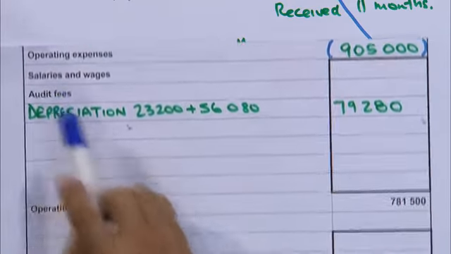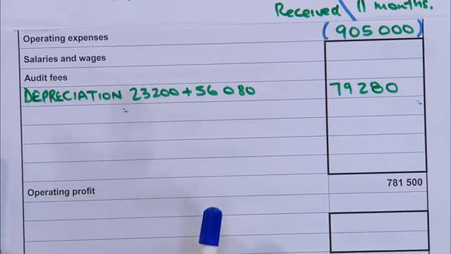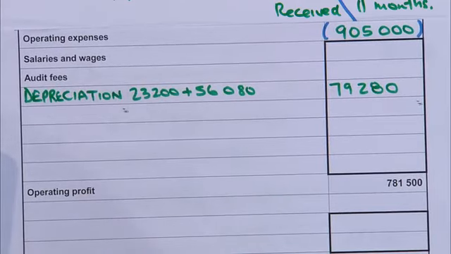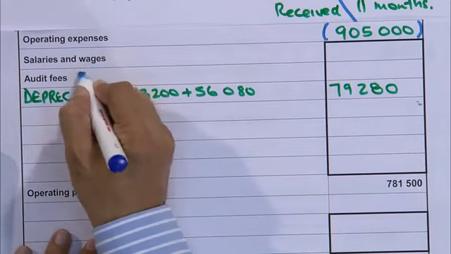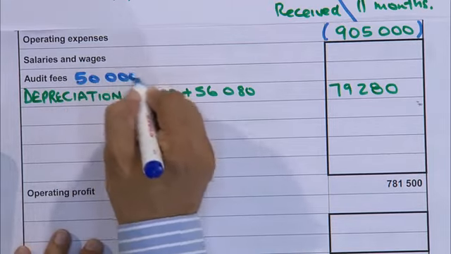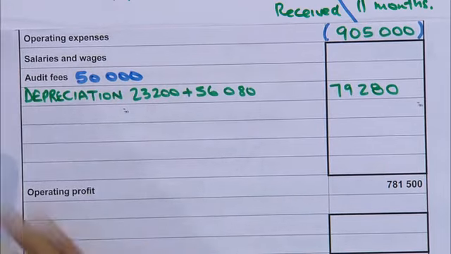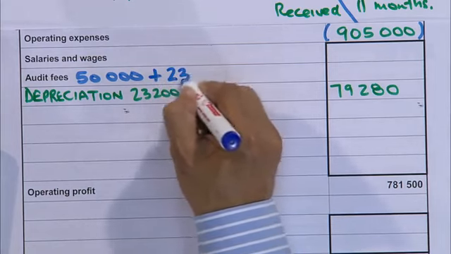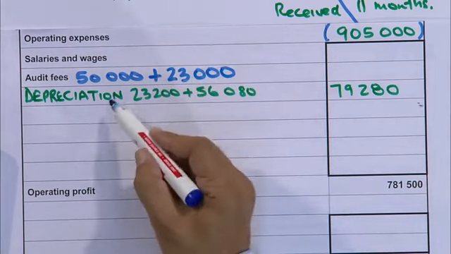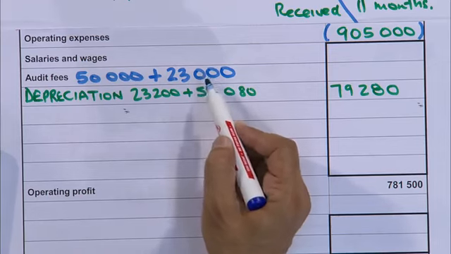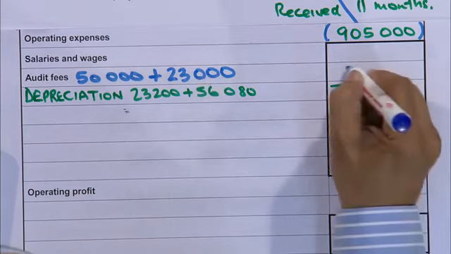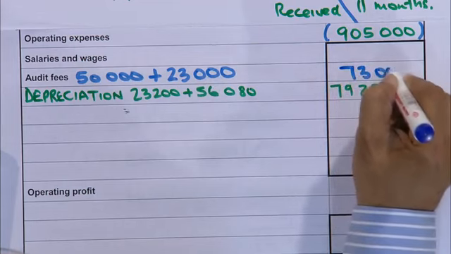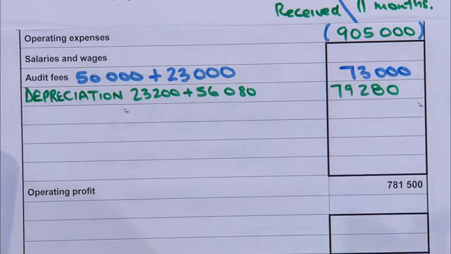So audit fees is typed in already. The total that's given in the trial balance for audit fees is 50,000. What does the adjustment say? It says audit fees of 23,000 was payable to the auditors after receiving the report, which means it is accrued. All we have to do, we have to add. So it will be 50,000 plus 23,000. That gives me an answer of 73,000. So it's 73,000 for audit fees. Okay.